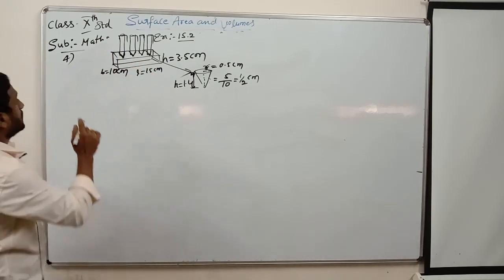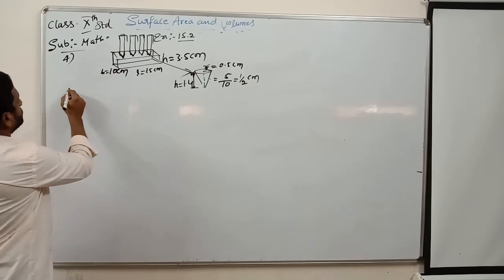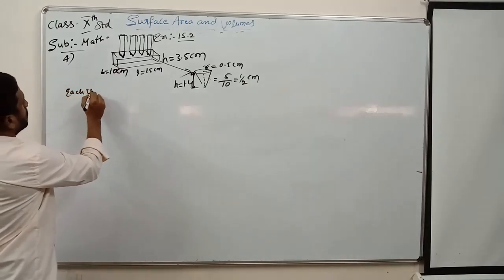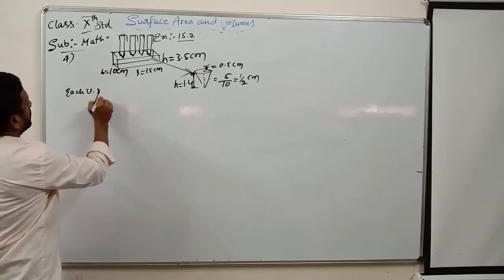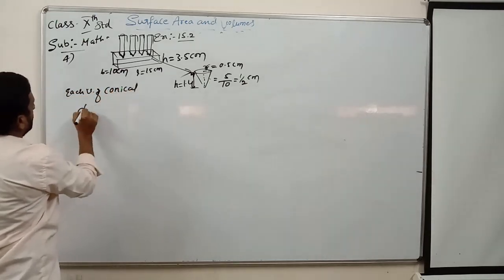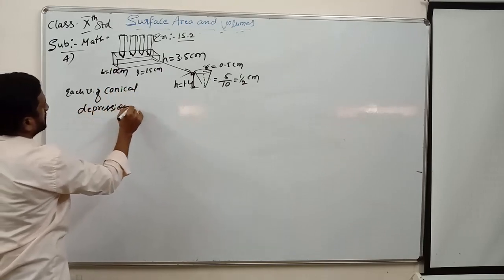So now see here, first calculating the volume of each conical depression. Depression means down.